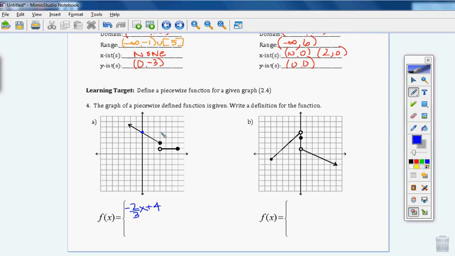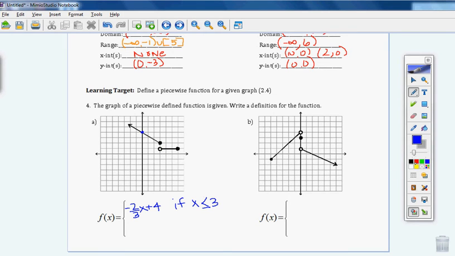Okay, but on my graph, all of the x values are starting from 3 and going back. So if my x values are less than 3, but again, it's a closed circle, so less than or equal to.